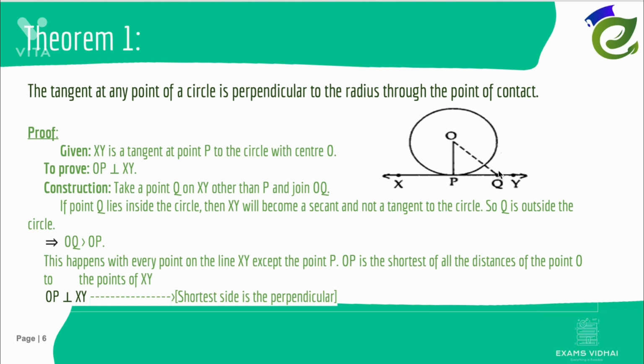So now, as we have seen, OQ will be greater than OP because OP is the radius of the circle and we have taken the point Q outside the circle. So the distance till here will be the radius plus this distance, so it is obviously greater than OP. If we look at any point outside the circle other than Q, anywhere, it will be greater than OP. Which proves that OP is perpendicular to XY because the shortest side is the perpendicular one.